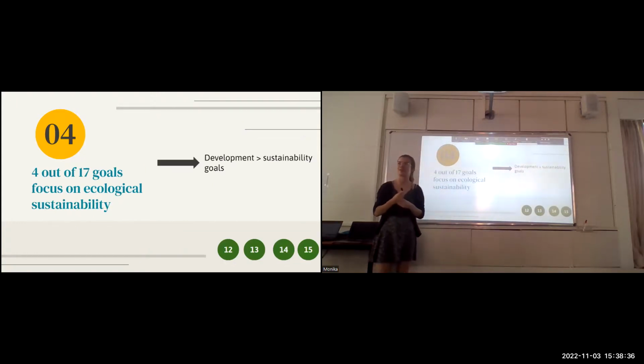Yeah, that leads to the next criticism, that just 4 out of 17 goals focus on ecological sustainability. Those goals are goal 12, responsible consumption and production, 13 about climate action, 14 about clean water, and I'm not entirely sure about 15, but those are the only 4 which talk about sustainability. And there it can be seen that economic development is ranked higher than sustainable development, because it has a bigger influence on the SDG index.